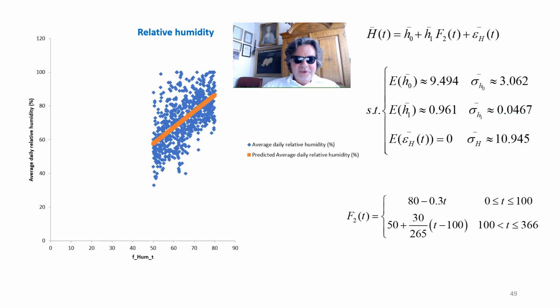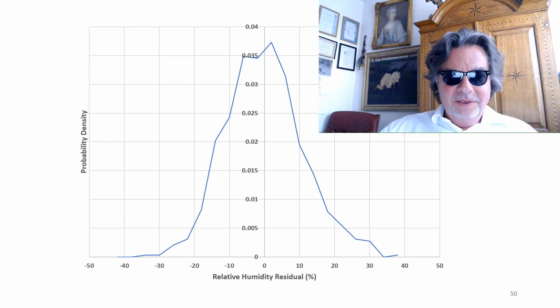And here we have relative humidity as a function of F2. You see F2 to the right, which is a kinked linear function of time, where time is the time of the year. And you also find the residuals and the properties of them. The PDF of the relative humidity residuals looks like this, and again we almost have a normal distribution.